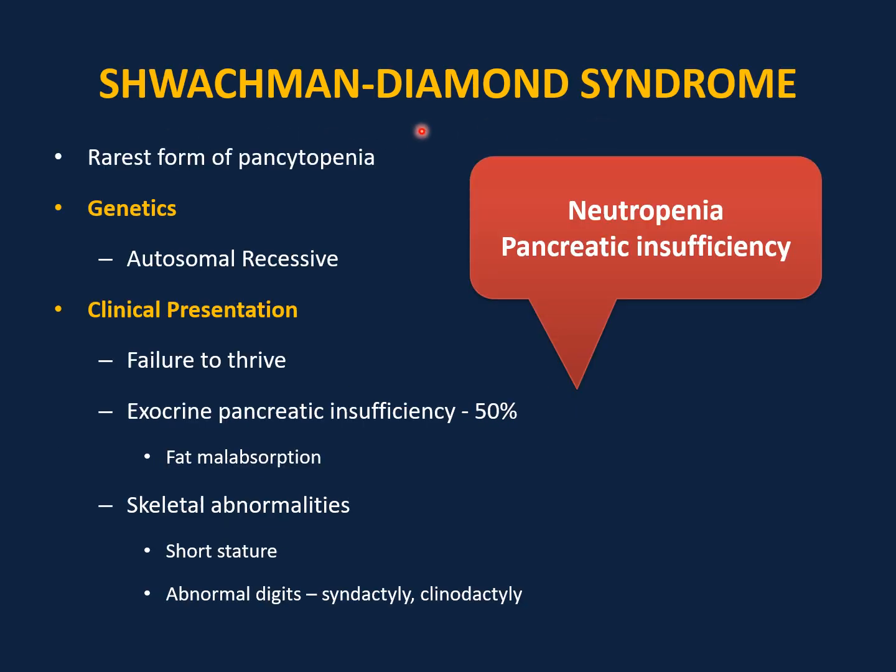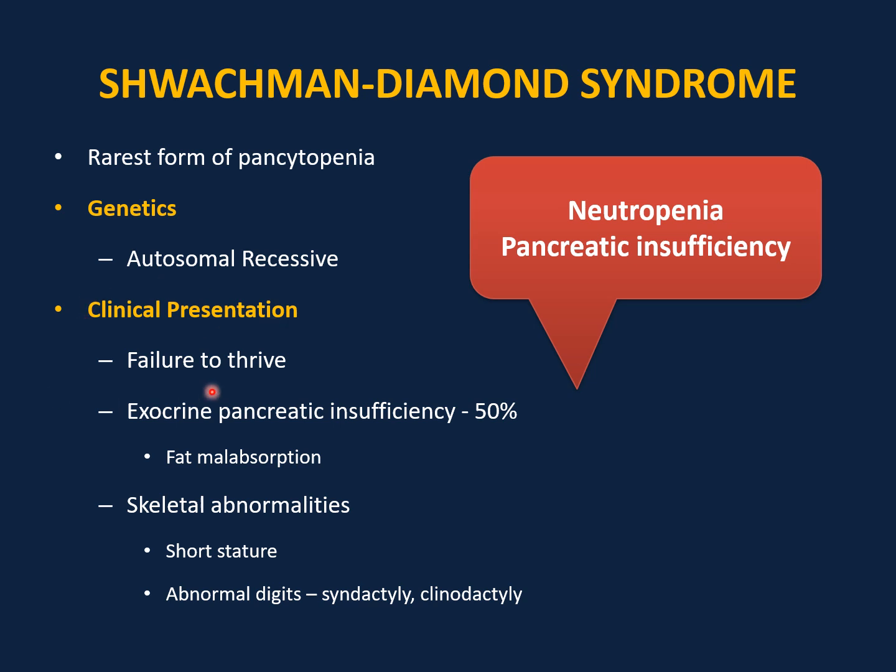Shwachman-Diamond syndrome is very rare. If you forget everything about this disease, remember two things: neutropenia and pancreatic insufficiency. These are the two key words for this disease: neutropenia and pancreatic insufficiency or GI symptoms. It is very rare. Genetically, it is transmitted as autosomal recessive.